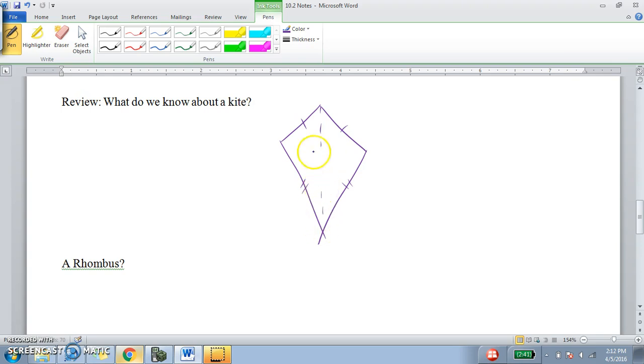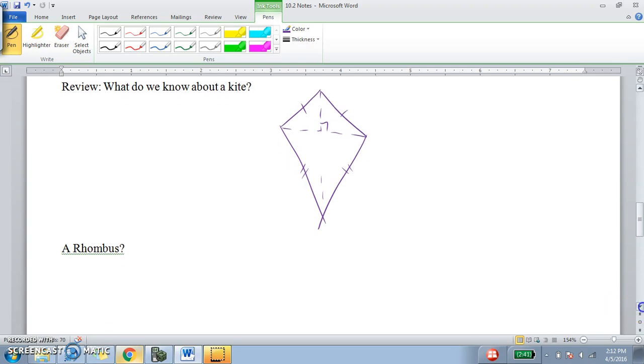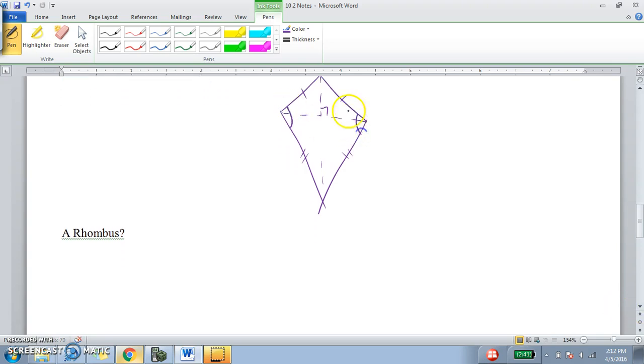If we draw on the diagonals of a kite, we also know that they are perpendicular. And then we also know that angles across from each other in between the non-congruent sides are going to be congruent to each other. So this angle would be congruent to this angle, but the angle at the top would not be the same as the one on the bottom.